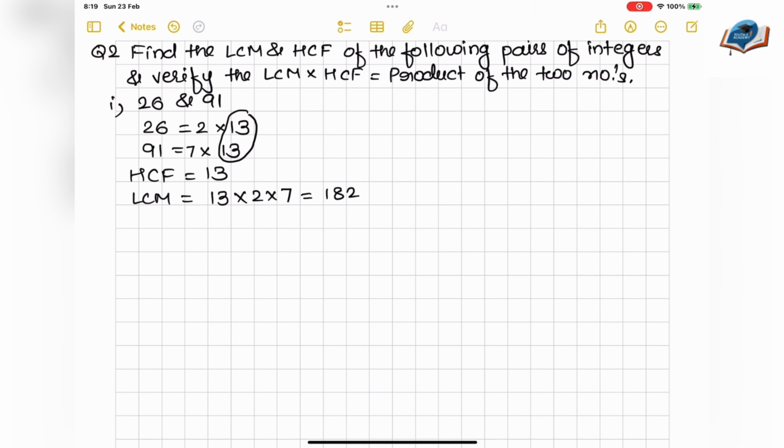Now, the product of numbers will be 26 into 91. So that is 2366. And if I do the other side, HCF into LCM, that is 13 into 182. So that is also 2366. Hence, HCF into LCM is equal to the product of the two numbers.